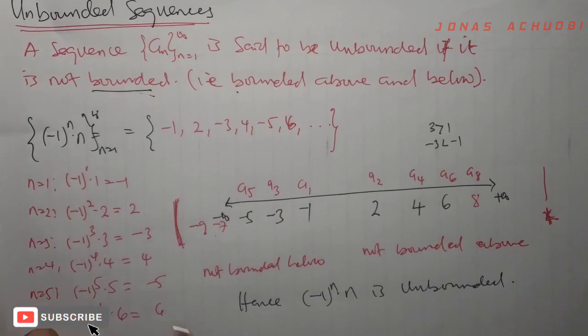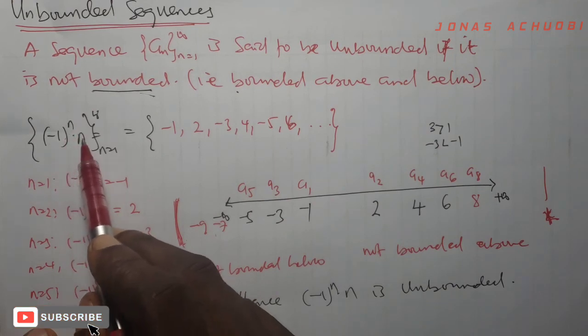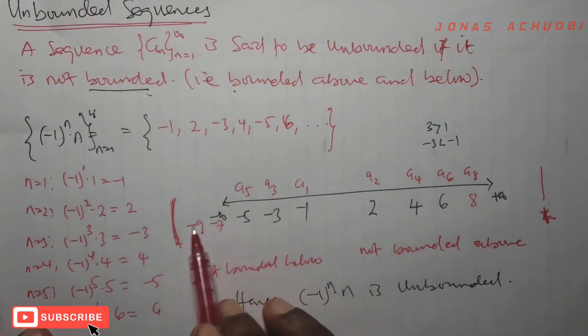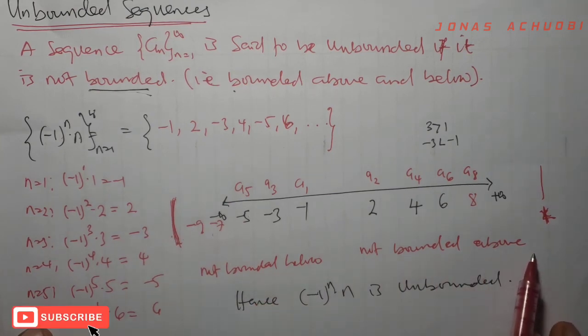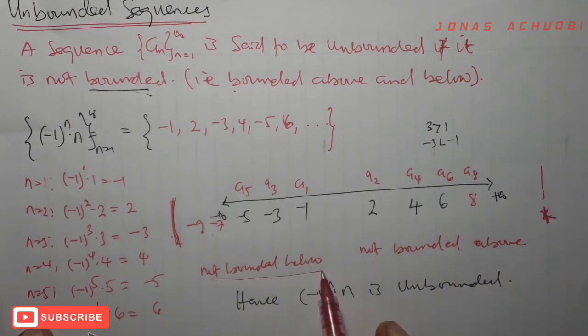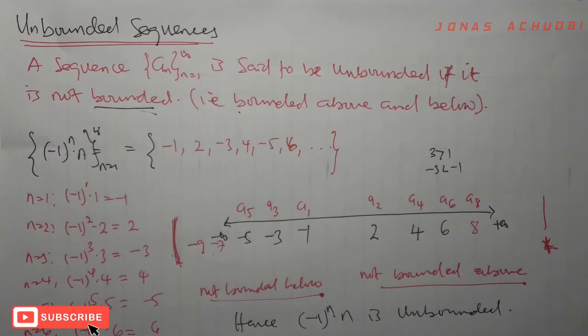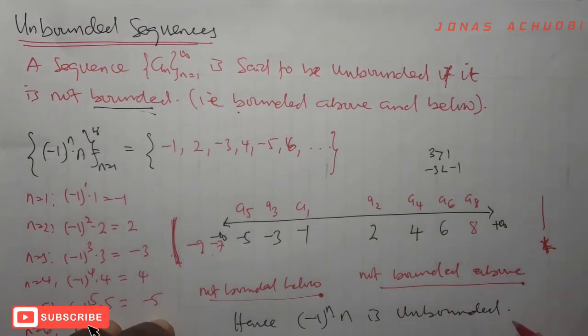Like in our last example, the sequence minus 1 to the n times n was unbounded because it had no lower bound and it had no upper bound. Since there was no lower bound, there cannot be an infimum. And since there was no upper bound, there also cannot be a supremum. So the issues of supremum and infimum can only come in where there is either a lower bound, so there will be an infimum, or an upper bound. And of course, where there's an upper bound, we can talk of what? A supremum.